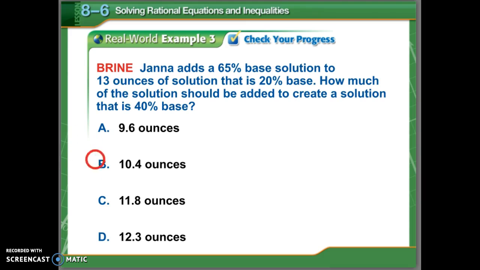So our answer for this problem is 10.4 ounces of 65% base solution is what Jana needs to add in order to create a solution that's 40% base. Okay, we're going to pause here and pick up with example 4 in the next video.